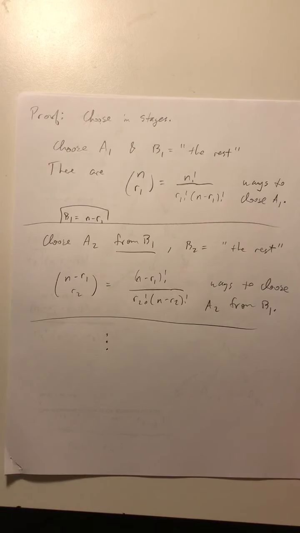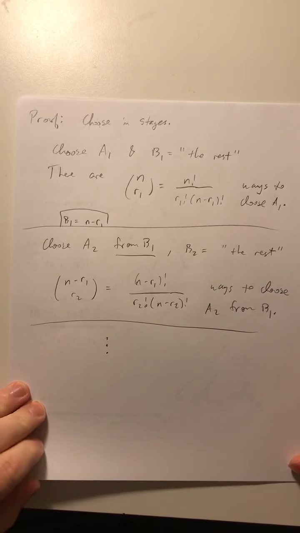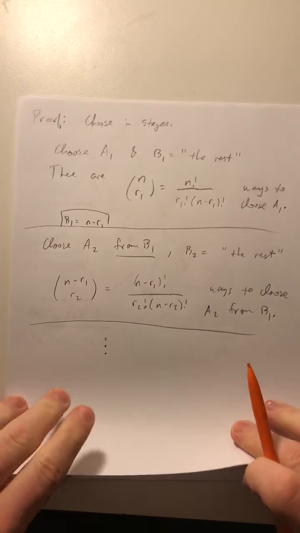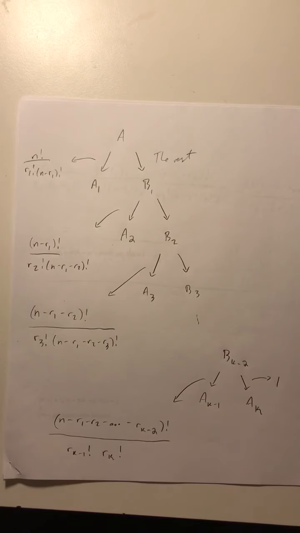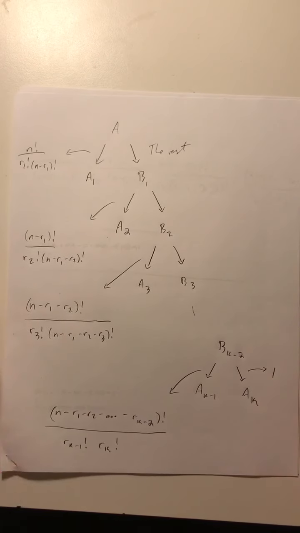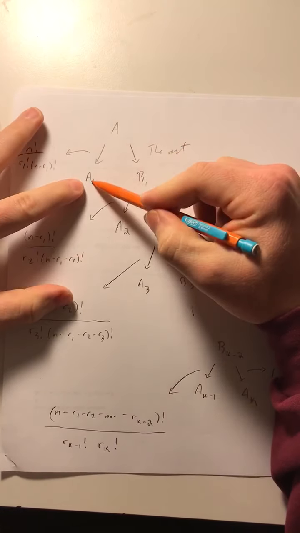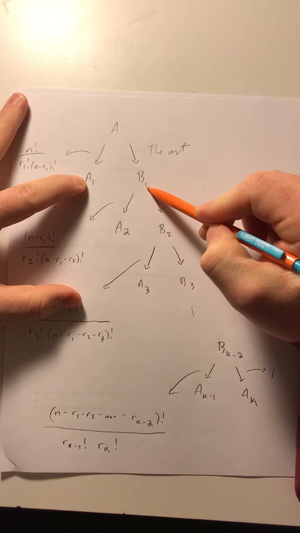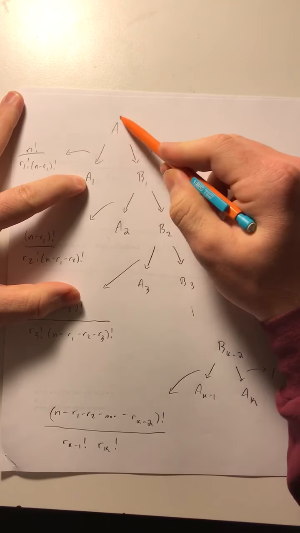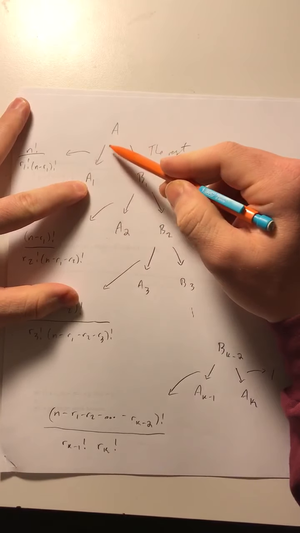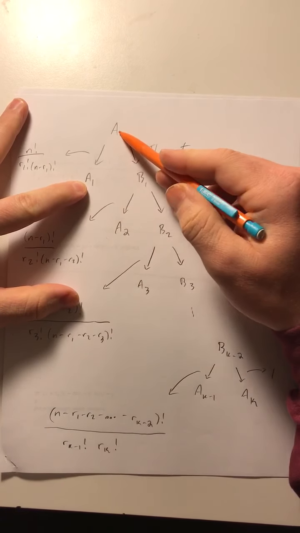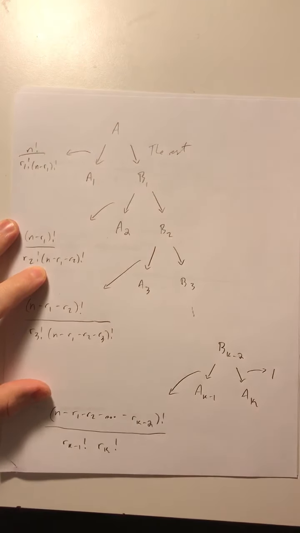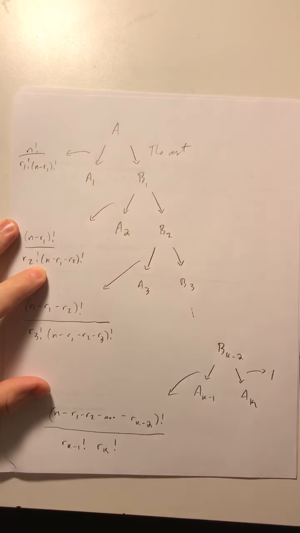So we have a little proof here. I think I'm going to skip this page and go to this picture. I think this picture is better. So I have a set A, and I want to pick A1, and then everything that's not in A1, I'm just going to call the rest of it. How many ways? So I have A, and I want to choose A1, and I want it to have R1 elements in it. How many ways can I choose A1? There are this many ways to choose A1, and that's just the regular n choose R1.